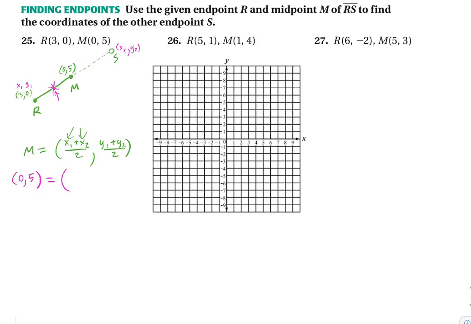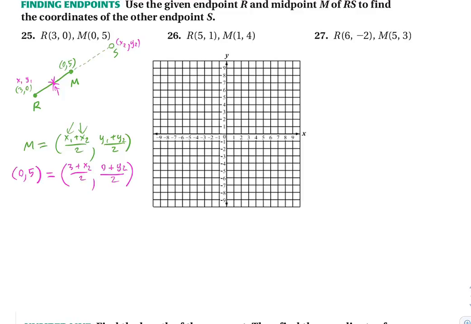So this is equal to 3 plus something divided by 2, and my y is 0 plus something divided by 2. Awesome. So now I'm going to say, if these points are the same, that must mean my 3 plus x2 over 2 is 0, and my 0 plus y2 over 2 is 5. So just solving like normal, multiplying both sides by 2: 3 plus x sub 2 is 0 times 2, which is 0. Minus 3. So my x2 is negative 3.